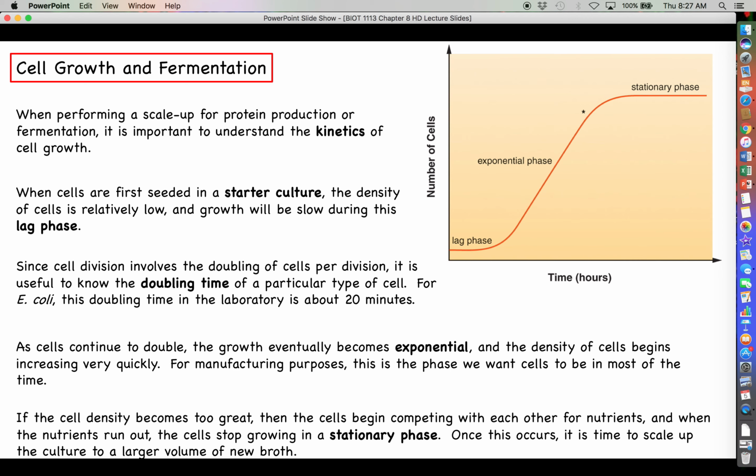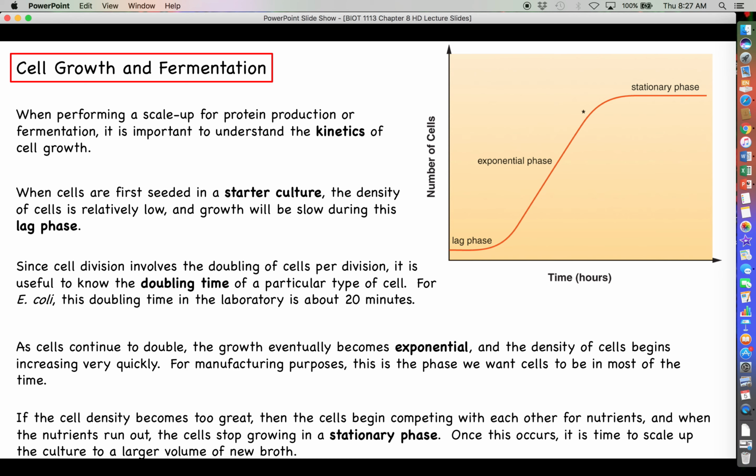So once you get close to this point, it's time to scale up. If we're growing our cells from our starter culture and now we're in, say, a 100 milliliter culture, and we get our cell density too high, it's time to scale up. So we could pour that 100 milliliter culture into, say, 1,000 milliliters of new LB medium, then the cell density per volume of media goes way back down, and we can get the cells to go back into exponential growth. And then we can grow those cells and let them get close to stationary phase again, and then we can scale up into an even larger volume again.